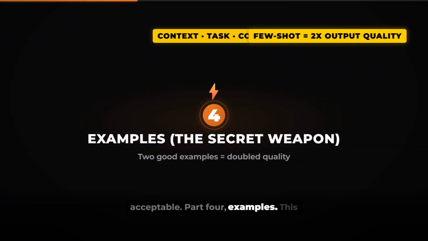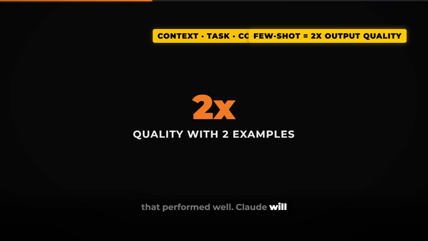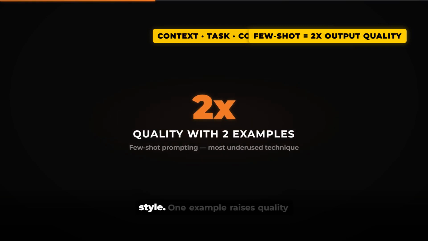Part 4: Examples. This one is the secret weapon. If you can show Claude what good looks like, you dramatically improve the output. Paste 2 or 3 examples of emails you have sent before that performed well. Claude will match their tone, structure, and style. One example raises quality by 50%. 2 examples nearly double it again. This is called few-shot prompting, and it is the most underused technique in the world of prompting.